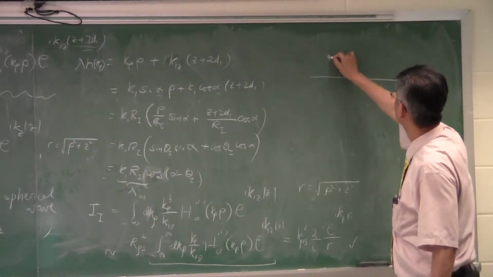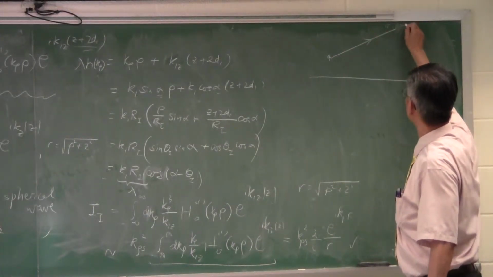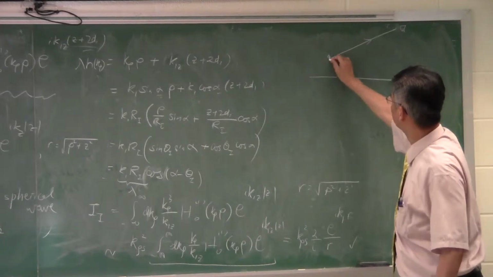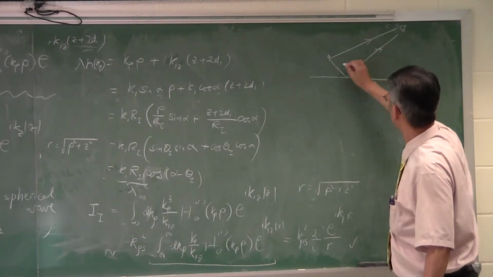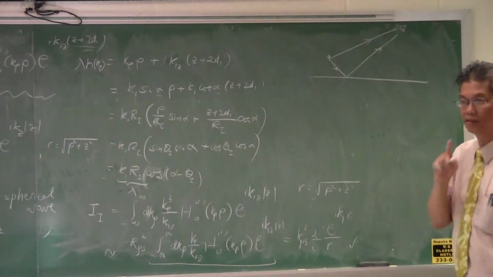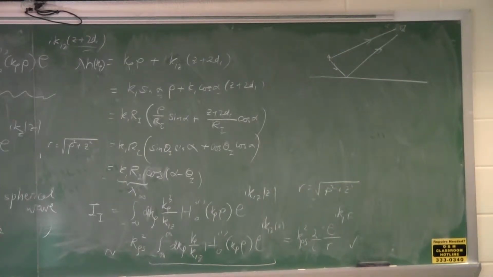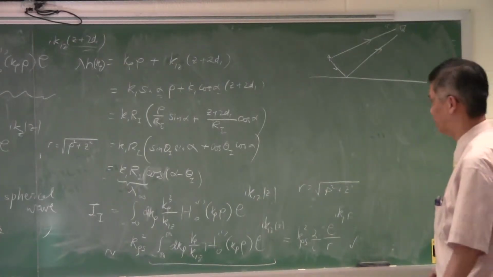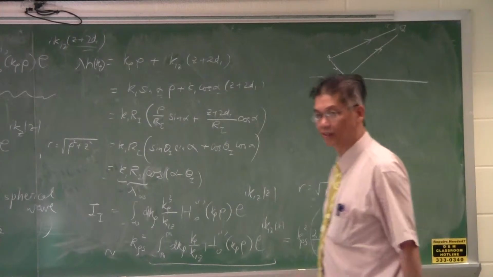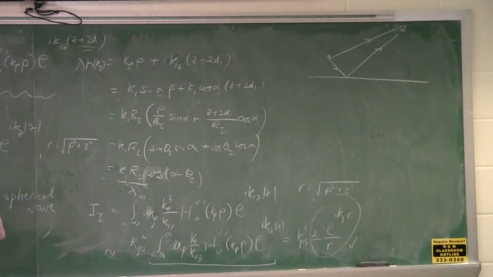Above a half space, this is a ray that goes like that to the observation point, whereas the other one is a ray that goes like that to the observation point. But these two rays are going to interfere. They will interfere in this manner. One of them is going to propagate with this phase front, and the other one is going to propagate with this phase front.